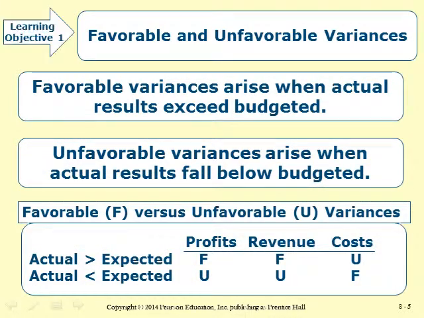We label profit, revenue, and cost variances as favorable or unfavorable depending on the direction of the effect on profitability. Favorable profit variances arise when actual profits exceed budgeted profits. Unfavorable profit variances arise when actual profits fall below budgeted profits.